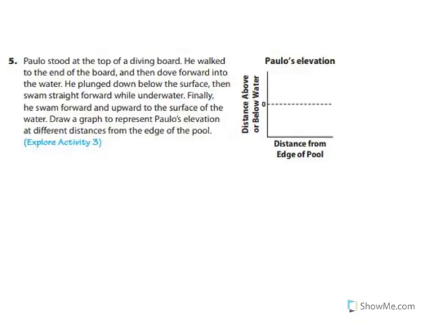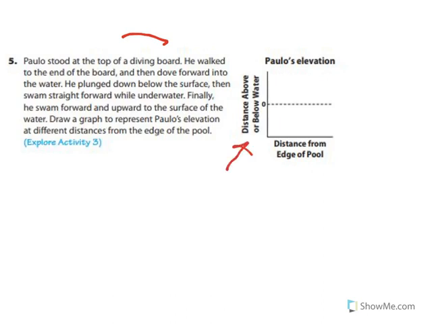All right, and then lastly, good practice here with positive and negative numbers. Paulo stood at the top of a diving board. He walked to the edge of the board, then dove forward into the water. He plunged down below the surface, then swam straight forward underwater. Finally, he swam forward and upward to the surface of the water. Draw a graph to represent his elevation.